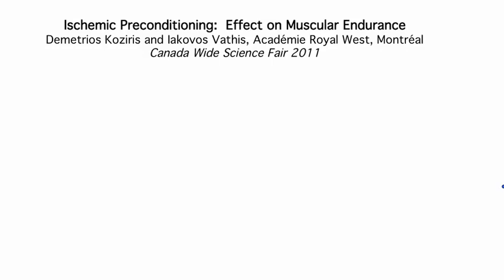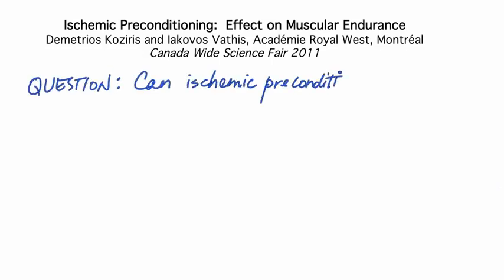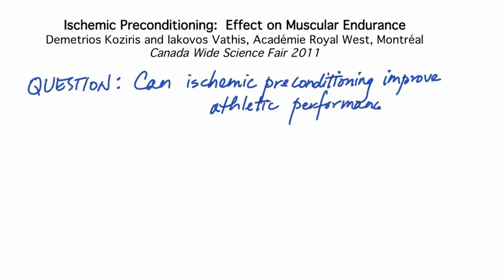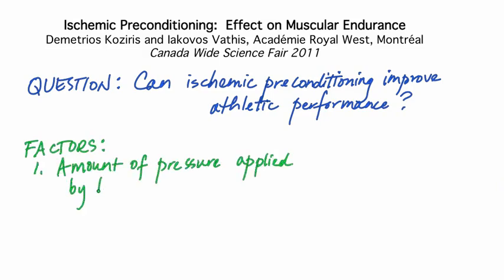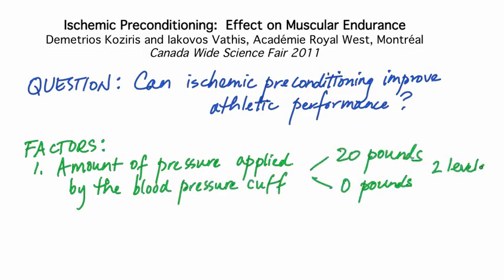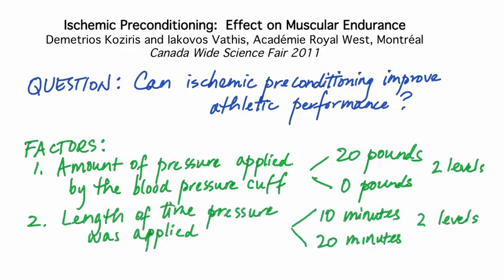Ischemic preconditioning works by applying brief episodes of restricted blood flow in order to protect against damage from a subsequent longer-term episode. The students were interested in whether a similar technique could be used to improve sports endurance. They provided ischemic preconditioning using a blood pressure cuff. They applied a pressure of 20 pounds to some of their subjects and, for comparison, minimal pressure, nominally 0 pounds, to other subjects. They also compared applying the pressure for 10 minutes versus 20 minutes.